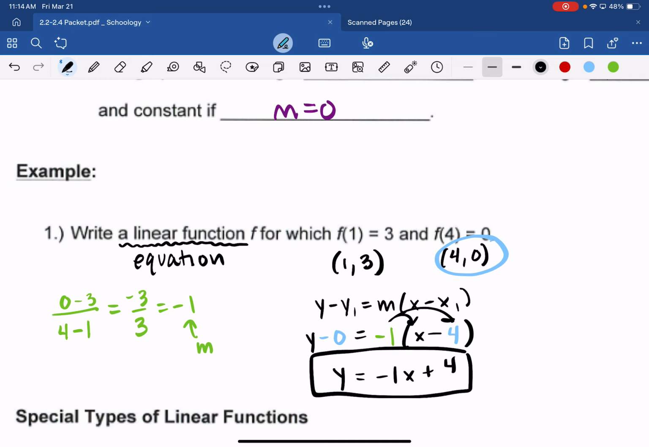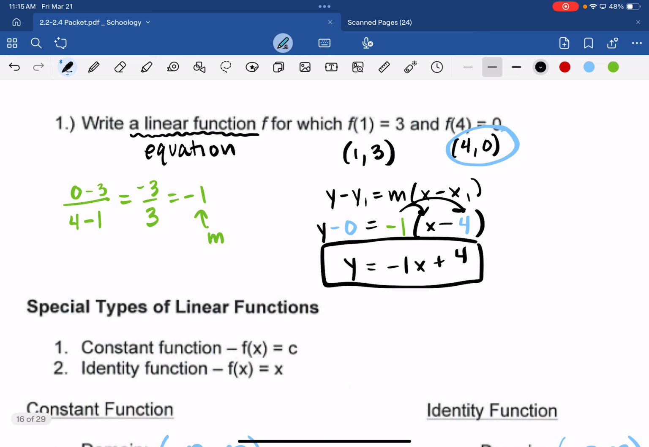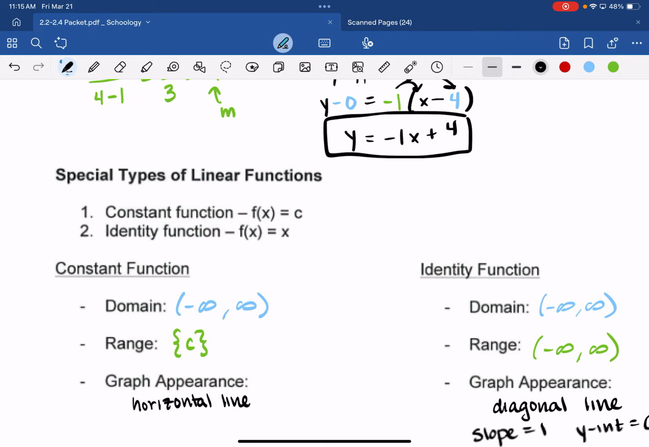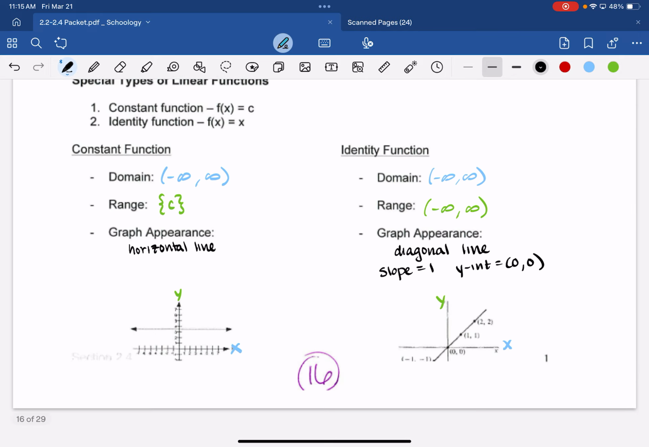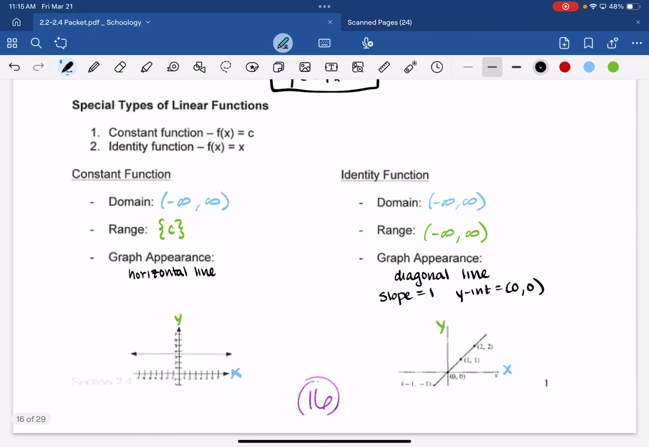Okay, and that was like 2.1 stuff, but just to make sure we refresh ourselves on that. Any questions? All right. Now, special types of linear function, there's 2 of them, okay? One of which is a constant. The c here is referring to a number, so no variable, we just have a number there. And then my identity function, which is a diagonal line, all it equals is my variable x.